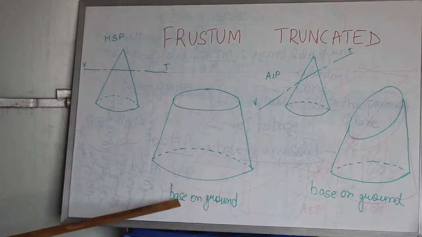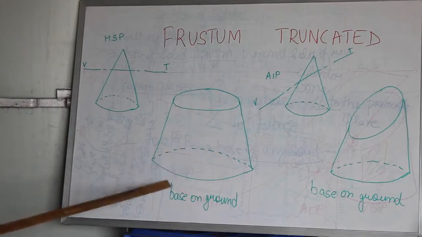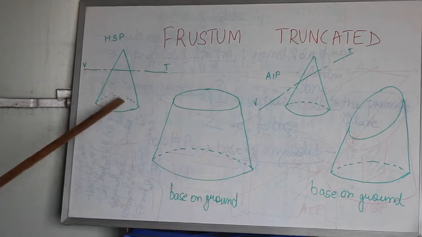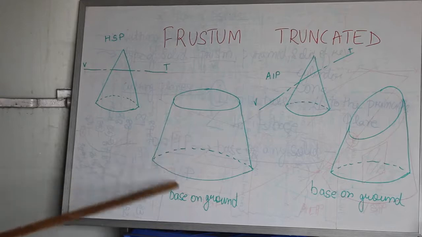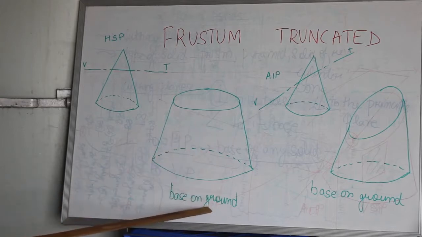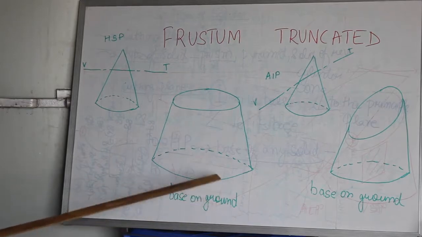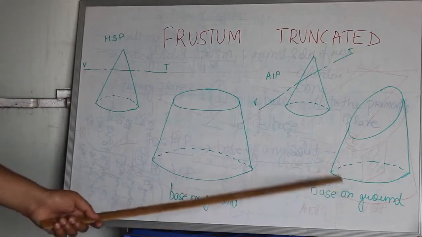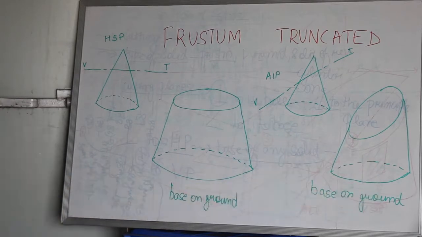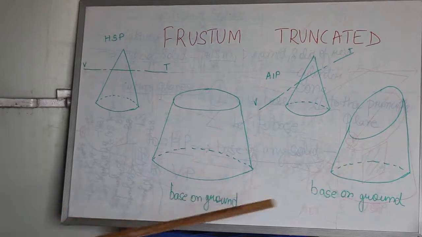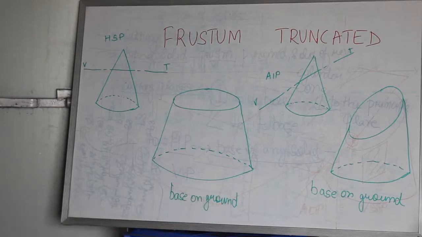Generally, when the solid is resting on its base, over here we have an example, a cone. This cone is resting on its base on the ground. This ground is taken as HP, the horizontal plane. Base on the ground for this solid cone is also taken as on the horizontal plane. Base on ground means the ground is assumed as the horizontal plane.